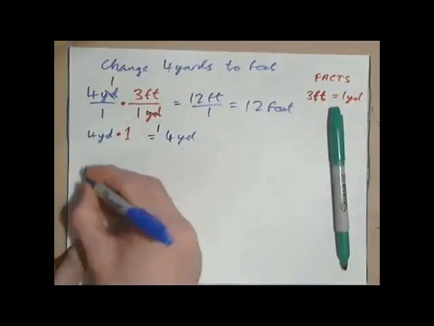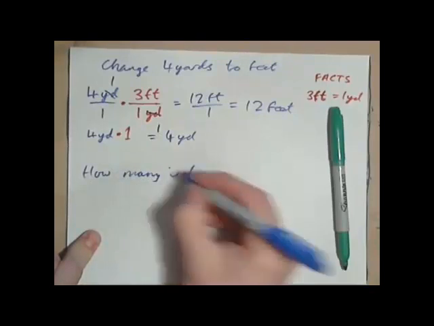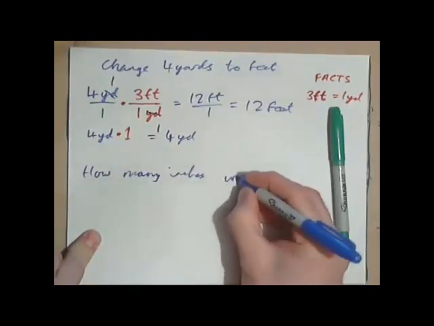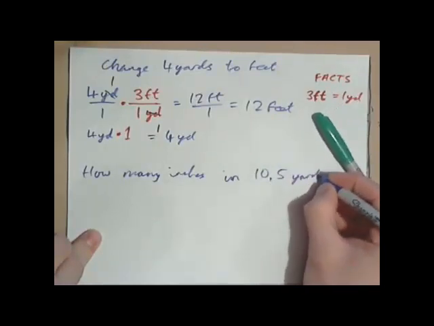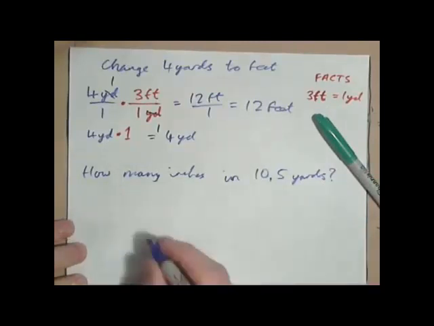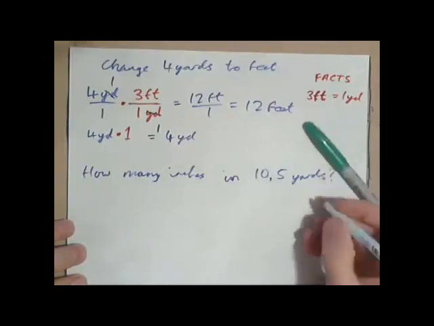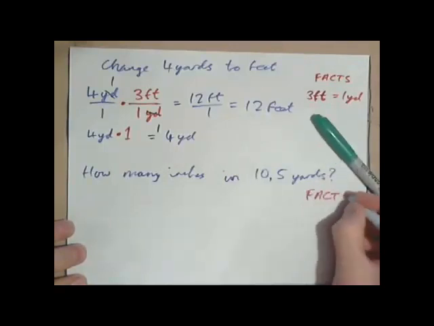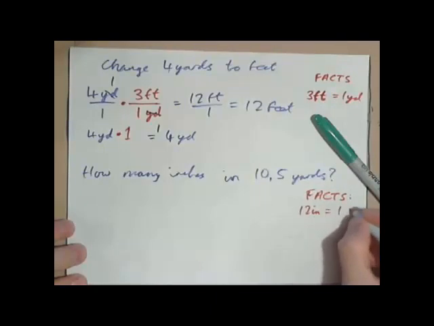Let's have a look at this. How many inches are in 10.5 yards? Let's use unit analysis. Well, I guess we could start with our facts. We want to go from yards to inches. We know 12 inches equals 1 foot, and 3 feet equals 1 yard.